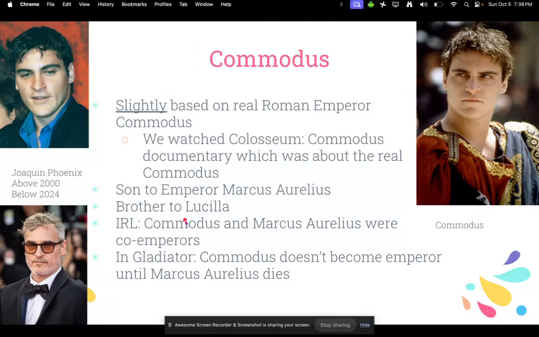So in real life, Commodus and Marcus Aurelius were actually co-emperors. So they're emperors at the same time. They kind of shared power. But in the movie Gladiator, it's kind of the opposite. Commodus doesn't become emperor until Marcus Aurelius dies.